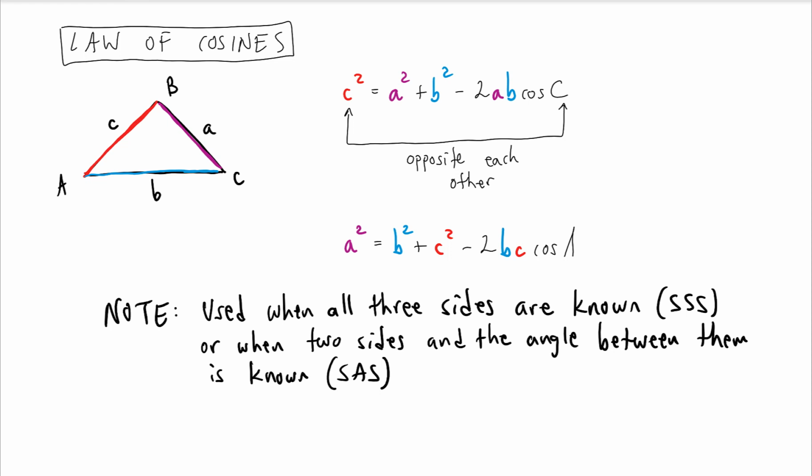If it's a non-right triangle, I look at it and say, do I know all three sides? Well, if I do, then I do the law of cosines. Do I know two sides and the angle between them? If I do, I use the law of cosines. But if neither the right triangle trig nor the law of cosines is applicable, then we use the law of sines. So I always think of the law of sines as a last resort.